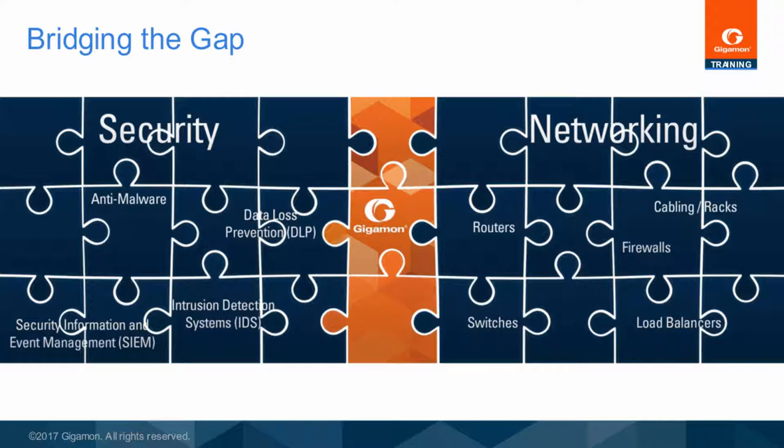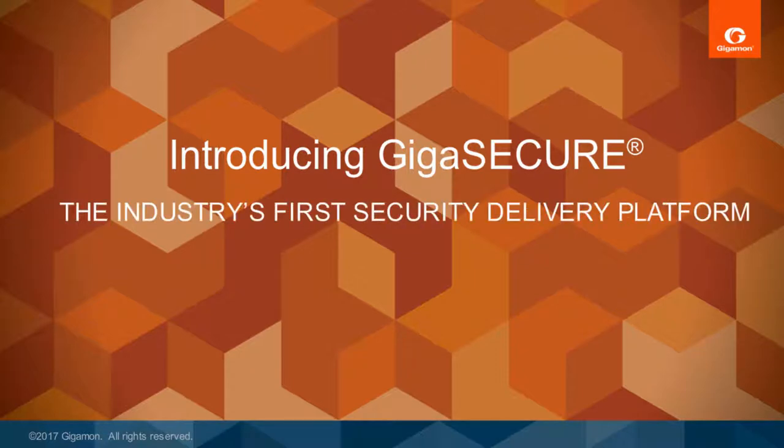Networking and security do not have to be at odds. Best practices dictates that both groups work together to optimize security. Gigamon can help to bridge that gap. The Gigamon Visibility Platform provides a means for aligning the needs of both security and networking in a way that supports the goals of both groups.